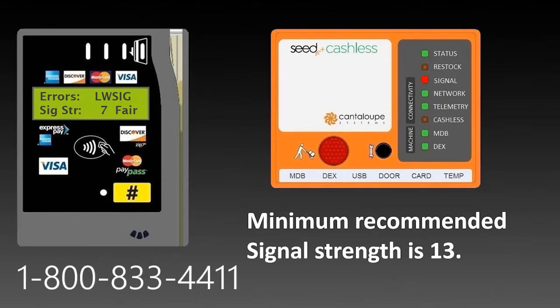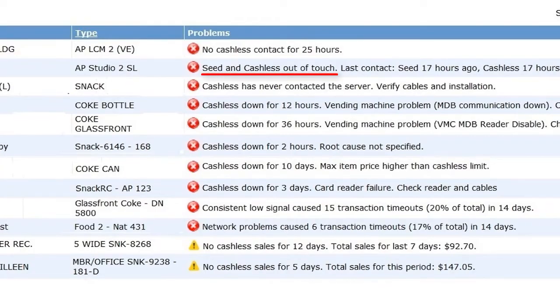Contact VendNet at 1-800-833-4411 for more information. The second connectivity alert message is cashless out of touch. This means that the cellular modem is not connected, which prevents your cashless device from connecting.